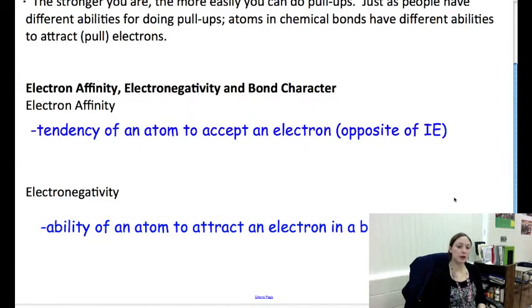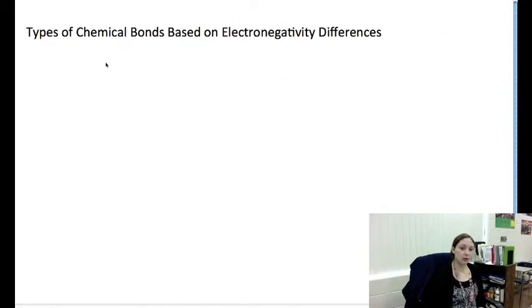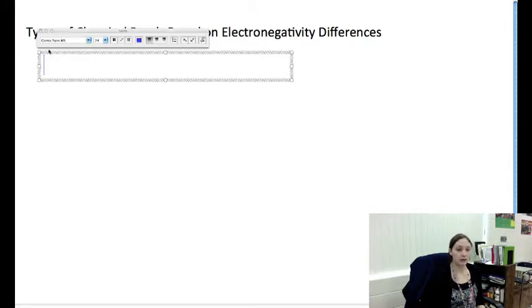So now we're talking about a bond and an atom attracting electrons, versus just a single atom, wherever it's at, gaining an electron or losing it. We're talking about ionization energy. So now we're talking about bonding. Well, there are different types of chemical bonds based on these electronegativity differences. So if I have two things bonded together, they're often going to be different electronegativities, especially if they are different elements. So the first kind of bond we can have is what's called a pure covalent bond.